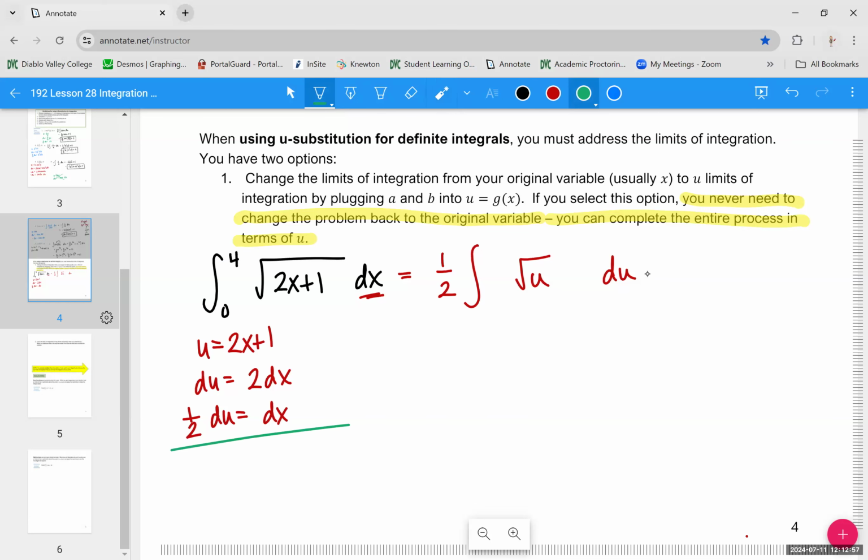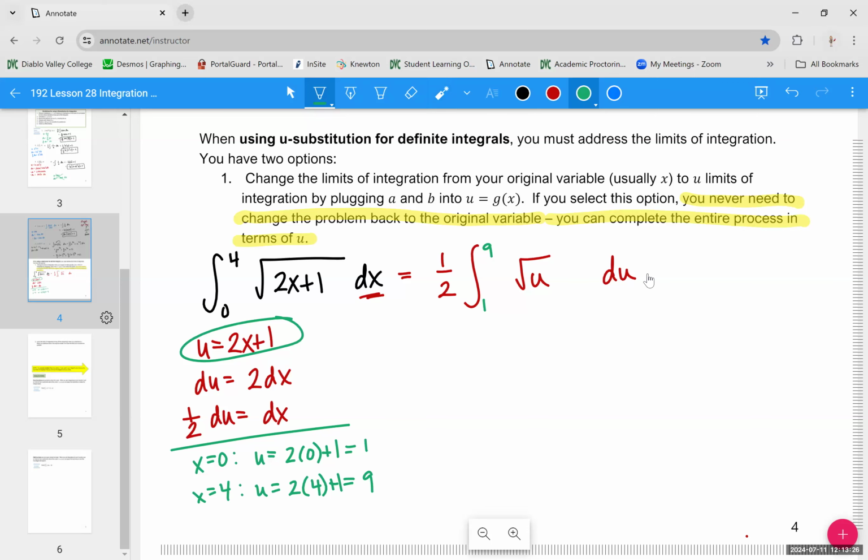So this is my guide. u equals 2x plus 1. So if x equals 0, then u is 2 times 0 plus 1. I'm just plugging it in. And if x equals 4, then u is 2 times 4 plus 1. So my new limits of integration, my u limits of integration, are 1 and 9.